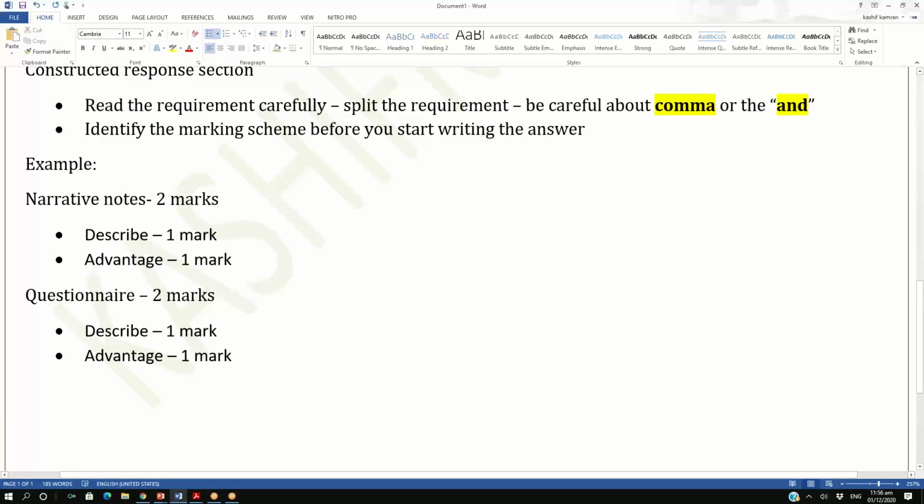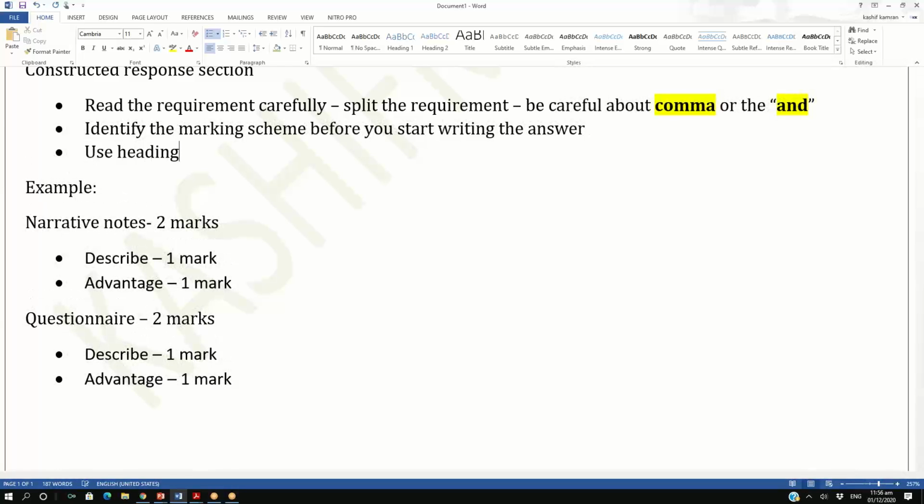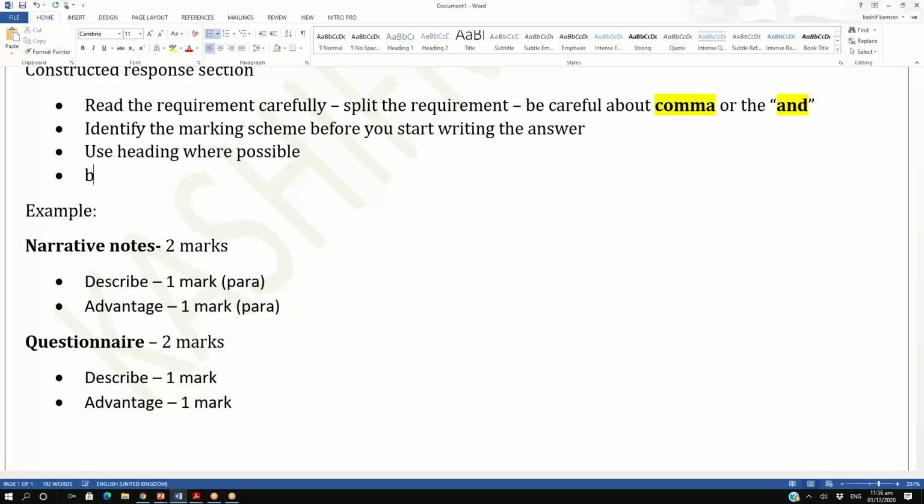Prefer using headings. Use headings where possible, because in a theoretical paper like AA, the headings are encouraged unless and until your examiner tells you to put something in a table form. Now, you can put a heading of narrative notes, and you put the heading of a questionnaire, at least 2 headings, and under that you're putting 1 paragraph for describing, and you're putting 1 paragraph for an advantage. So you can give 2 paragraphs under the narrative notes, right? Use headings where possible and break the paragraphs.